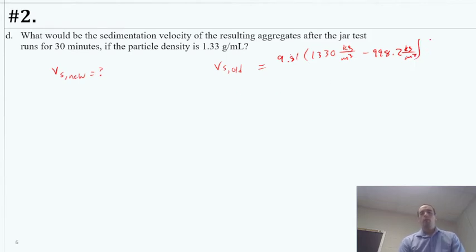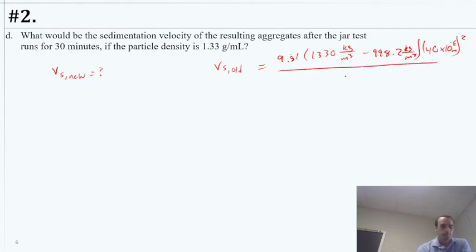So again, if we're solving for the old one, which we didn't really need to do, but everybody did, that would be 40 times 10 to the minus 6 meters, all that squared, then divided by 18 times our dynamic viscosity of water, which again was 1.02 times 10 to the minus third. Okay, so if you did that, I don't remember what exactly the solution was, but that was like the closest incorrect answer, I suppose, if you did all that properly.